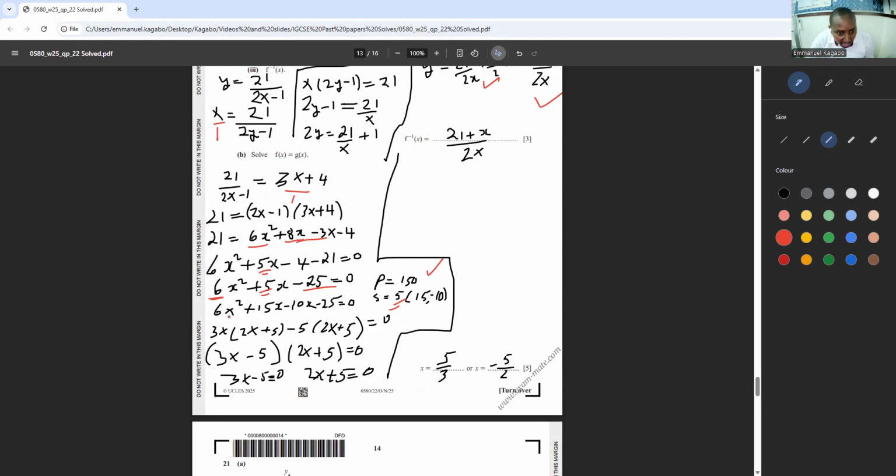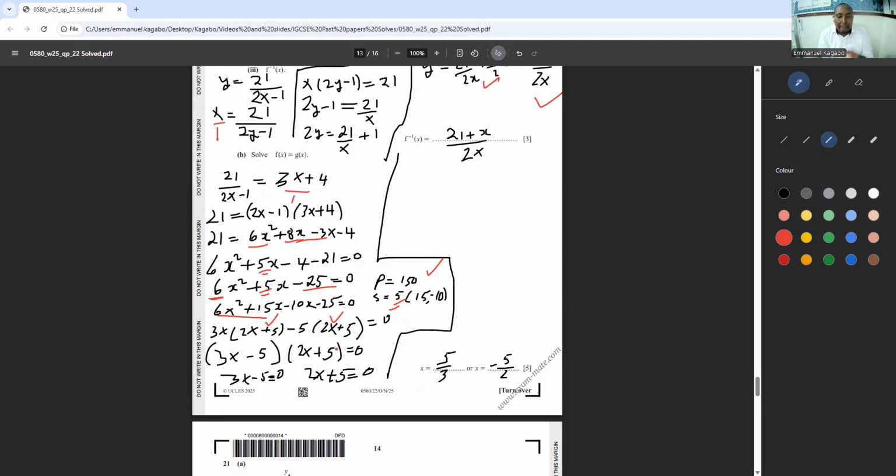So now, substitute in your function. It will be 6x squared plus 15x minus 10x minus 25. So these two, group them. It will be 3x bracket 2x plus 5 minus 5 bracket 2x plus 5 equals 0. Now, when you reach here, these two are the same. Wow, that's good. So you get 3x minus 5, and these two are the same, we write one of them.